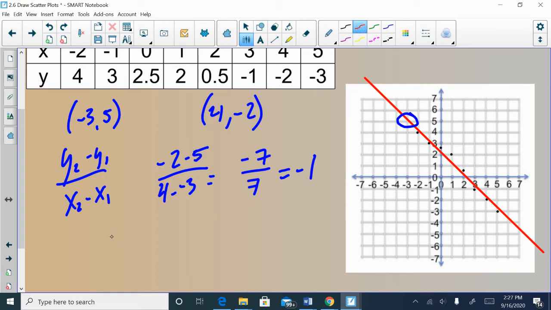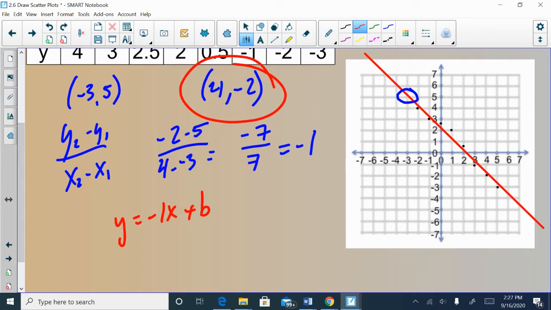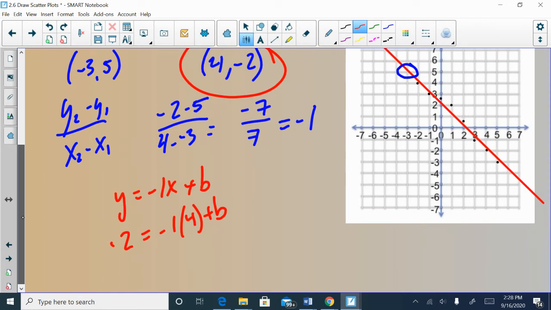Once you know your slope, this is one of the ways we went over: y = -1x + b. So I put -1 in for my slope in y = mx + b. Then I'm going to pick one of the 2 points, and I don't care which one. I plug the x value in for x and the y value in for y. -2 is equal to -1 times 4 plus b.